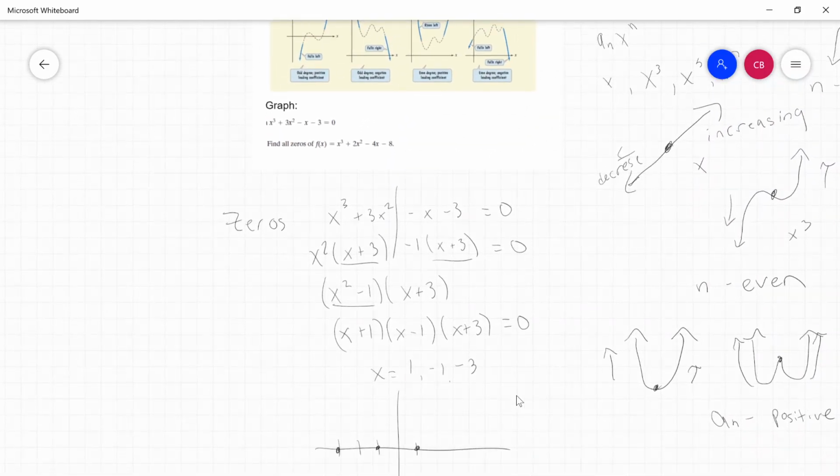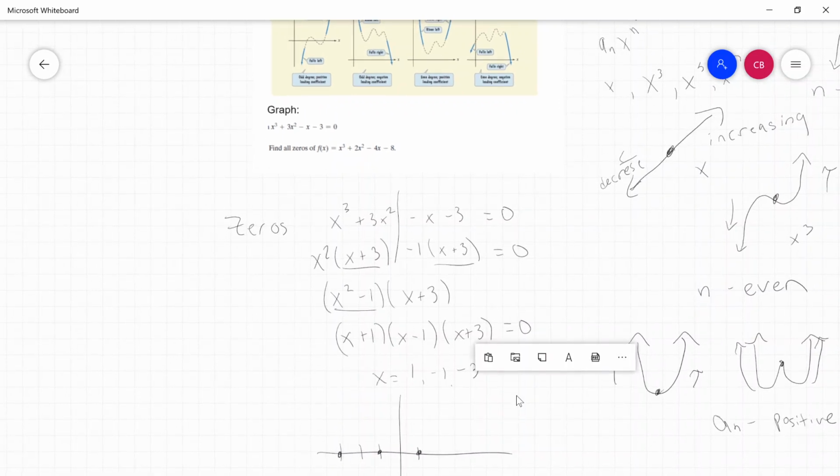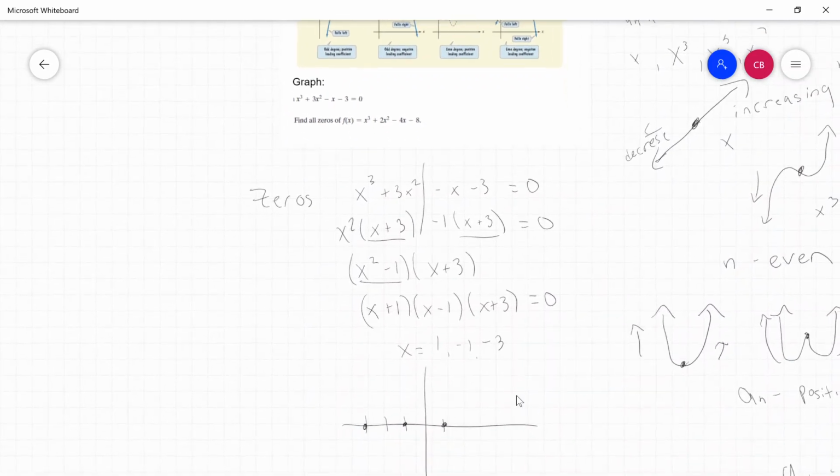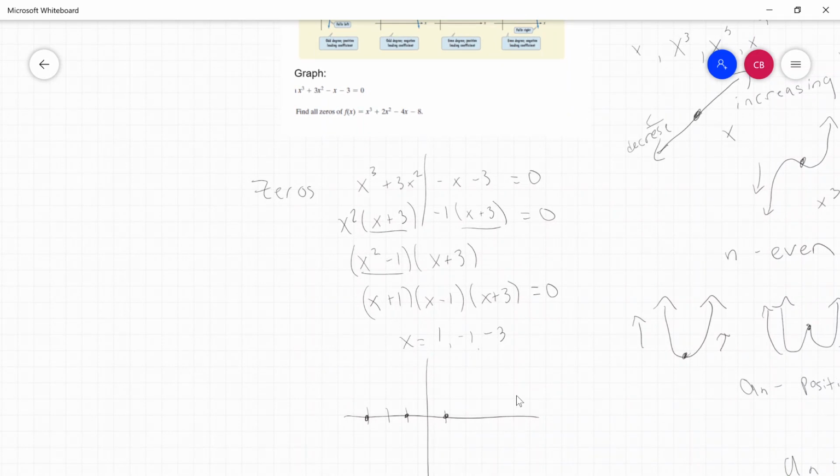Let's decide from the most center point, is it increasing or decreasing left and right? So let's look. It's x to the 3rd. So that's something like this, or something like that. And because it's positive, we know it looks more like this. Decreasing on the left, increasing on the right.